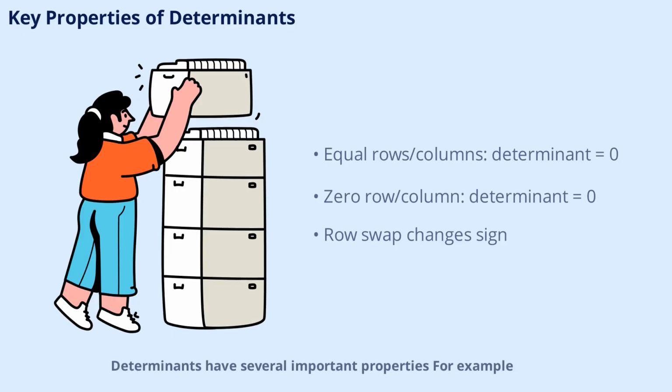Determinants have several important properties. For example, if 2 rows or columns in a matrix are equal, the determinant is 0. If 1 row or column is all zeros, the determinant is also 0. Swapping 2 rows changes the sign of the determinant, and multiplying a row by a constant multiplies the determinant by that constant. These properties make determinants useful for checking matrix characteristics and manipulating matrices in algebraic operations.